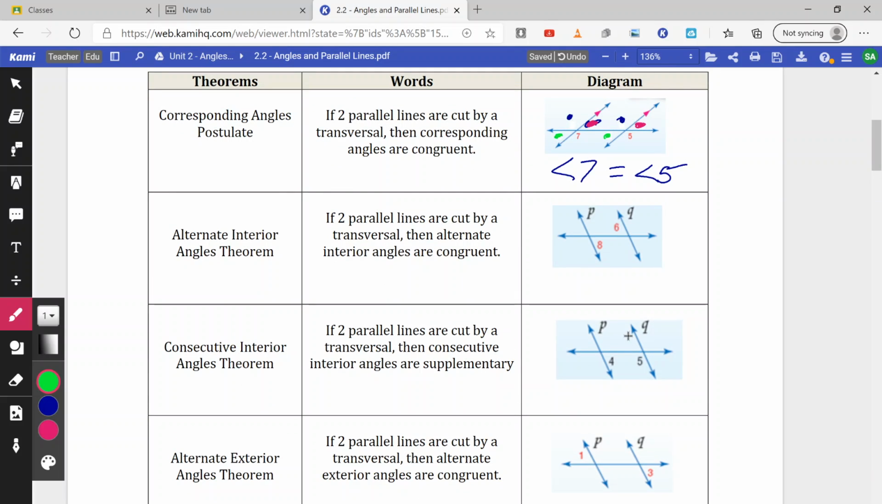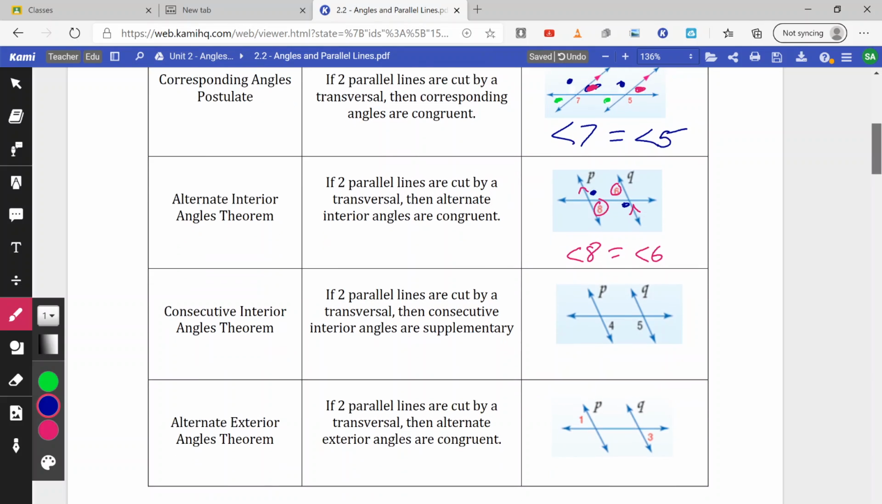The alternate interior theorem states if I have two parallel lines cut by a transversal, then alternate interior angles are congruent. So let's say these two lines are parallel. Then we can say alternate interior angle 8 is equal to angle 6. We also have the option of the other two alternate interior angles. They are also going to be the same as well.